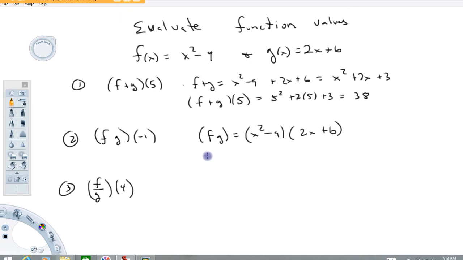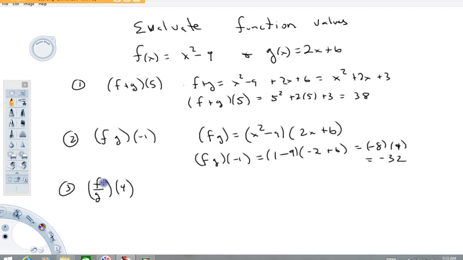So f times g of minus 1. Now I know this looks like times, but this is just function language here. You know how f of x equals some function, f of minus 1, you put that value in. That's the notation. So we're putting negative 1 into this function, not negative 1 times this function. So negative 1 squared, I'll just write 1, minus 9, times, we'll put a minus 1 right here, 2 times minus 1, negative 2, plus 6. That's going to be negative 8 times 4. Negative 32 comes out of that.